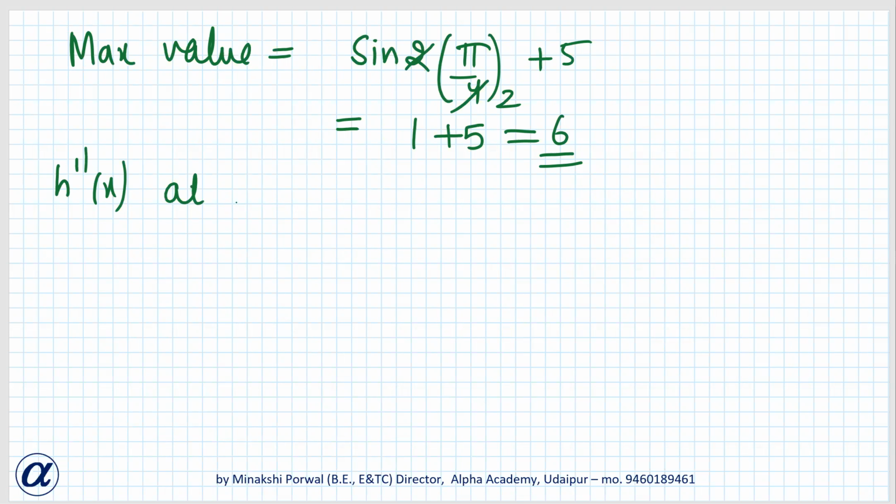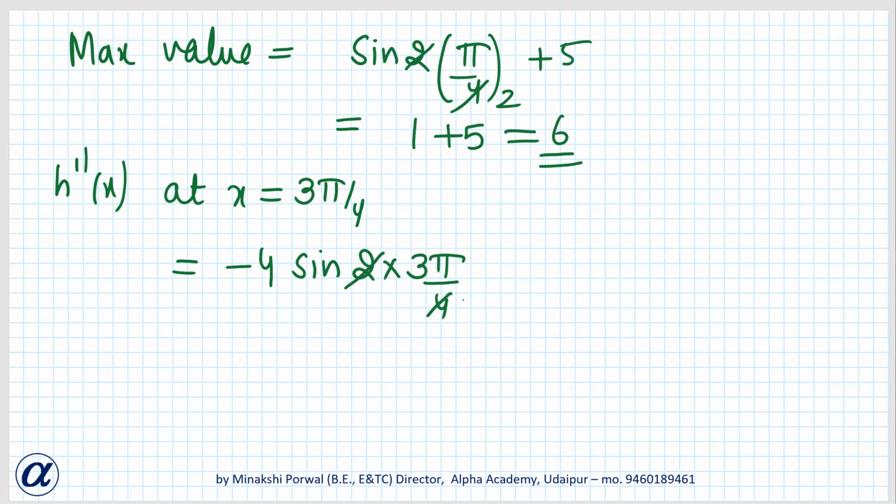Now h double dash x at x equals 3 pi by 4. Okay, so that means minus of 4 sine of 2 into 3 pi by 4, that is equal to 3 pi by 2. Okay, so this is sine 270, that is equal to minus 1. Okay, that is plus 4.